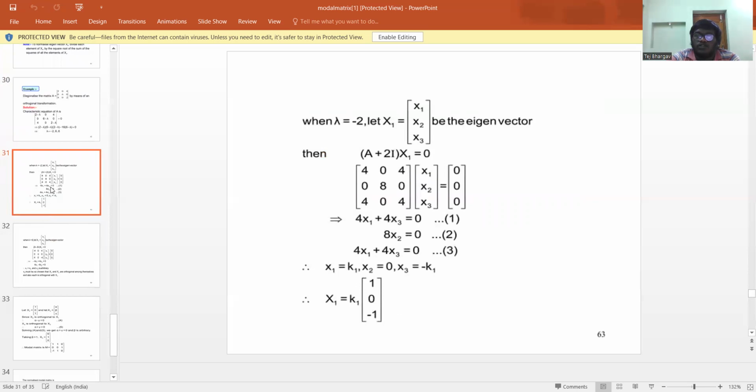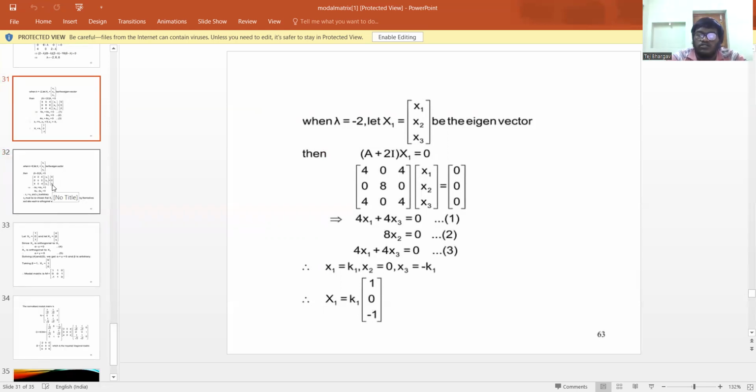When lambda is equal to minus 2, let X1 is equal to [x1, x2, x3] be the eigenvector, then (A plus 2I) into X1 is equal to 0. That is [4, 0, 4; 0, 8, 0; 4, 0, 4] into [x1, x2, x3] is equal to [0, 0, 0]. So 4x1 plus 4x3 is equal to 0, 8x2 is equal to 0, and 4x1 plus 4x3 is equal to 0. Thus x1 is equal to k1, x2 is equal to 0, x3 is equal to minus k1. So X1 is equal to k1 into [1, 0, minus 1].